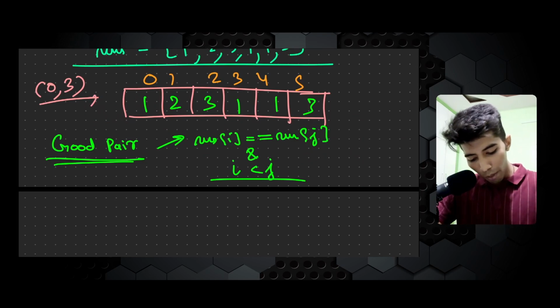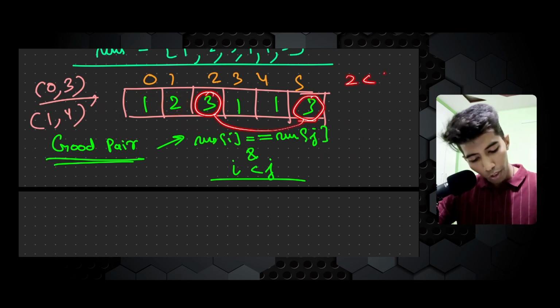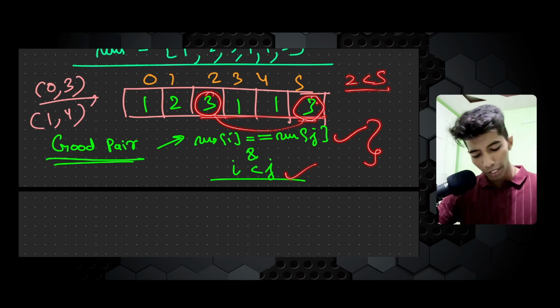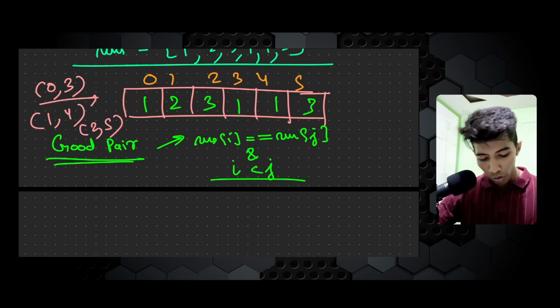Similarly, take this example also. We have 2 over here and 1 over here. They are not a good pair. Let's take this and this. They both have the same value, and 1 is lesser than 4, so again we got one good pair, which is 1 and 4. Here we have 2; there is no good pair related to 2. Then 3 and 3: here 2 is lesser than 5, the condition is satisfied and they both have the same value, so it will contain one more good pair, which is 2, 5. So we have figured out 3 good pairs.